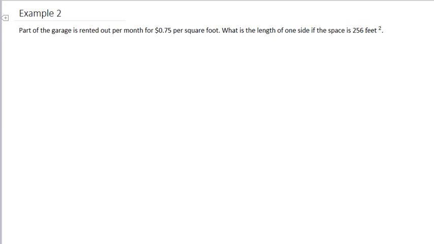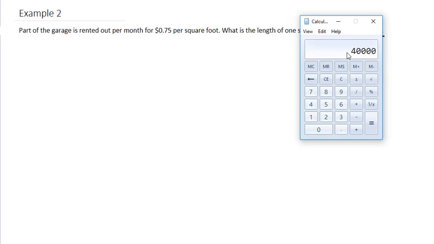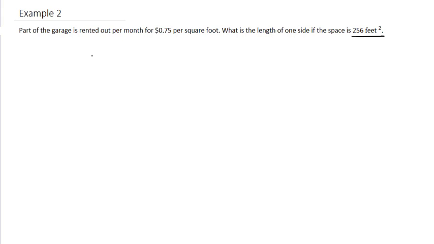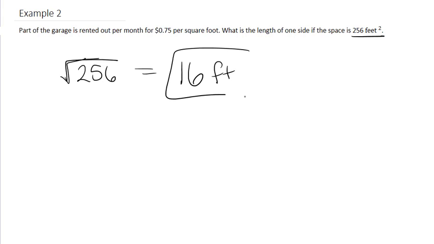Example 2. Part of the garage is rented out per month for 75 cents per square foot. What is the length of one side if the space is 256 feet squared? So if it's a perfect square, we can go ahead and put in our number 256, and we'll square root it, and we get 16. So the square root of 256 is equal to 16, and this is feet.